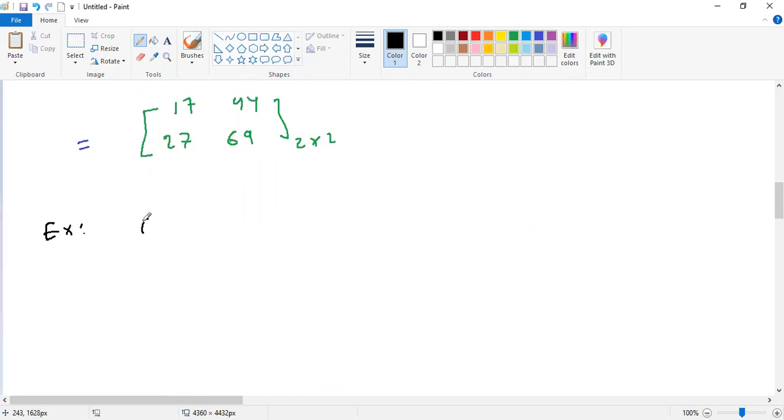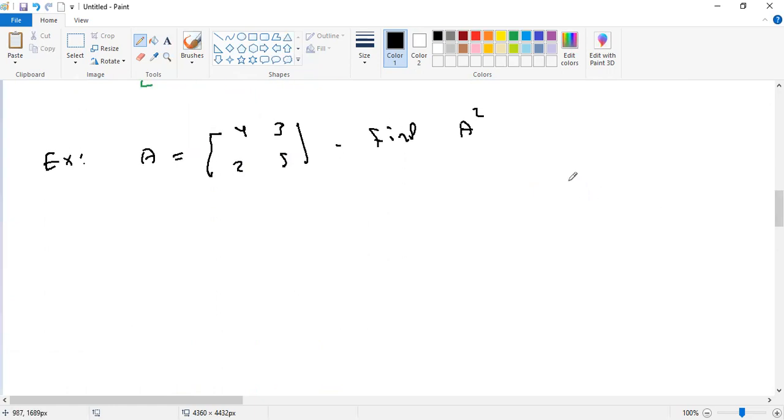Sometimes they make mistakes. If I have, for example, the matrix 4, 3, and 2, 5, and I want to find A squared. How to find A squared? Most of the students write A squared in this way: first one squared, which is 16, second one squared, 9, third one squared, 4, and this one squared, 25. They write it in this way, and this is wrong.